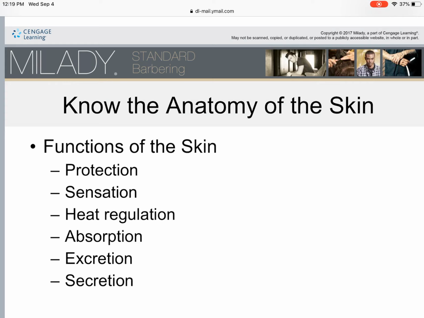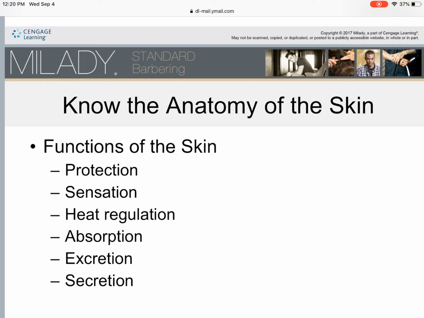Okay, sensation. The skin responds to heat, cold, touch, pressure, pain, and movement through its sensory nerve endings. When you scratch an itch or pull away from a hot object, you are responding to the stimulation of sensory nerve endings and the message they conveyed to the brain. All right, your next one is heat regulation. Heat regulation is a function of the skin that protects the body from the environment. A healthy body maintains a constant internal temperature of about 98.6 degrees Fahrenheit. As the change occurs outside the temperature, blood and sweat glands make necessary adjustment to facilitate the cooling of the body.